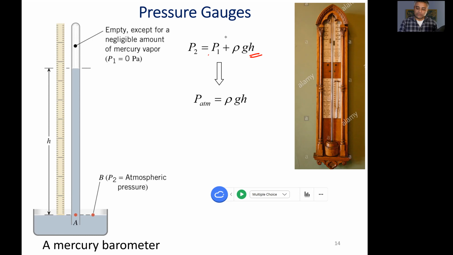We want to make this one 0 so that whatever pressure it is, it is directly proportional to H. We don't need to worry about it. So for that, we try to make this a vacuum, no air. Here, this tube is filled with mercury, and this is also mercury there.